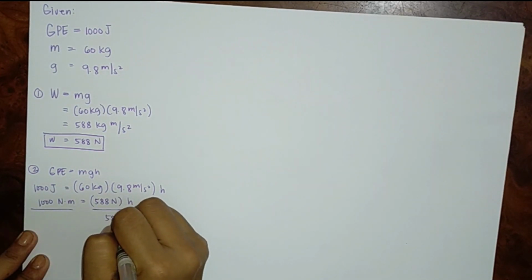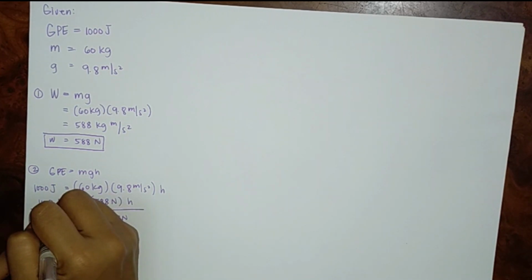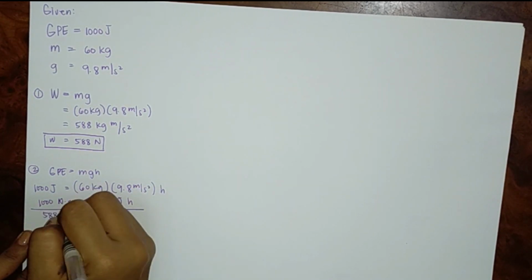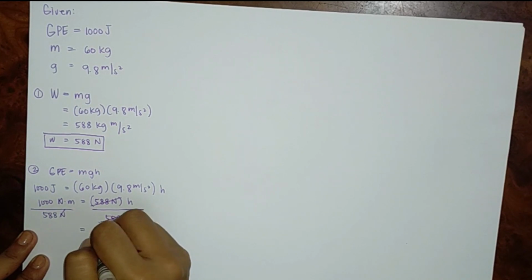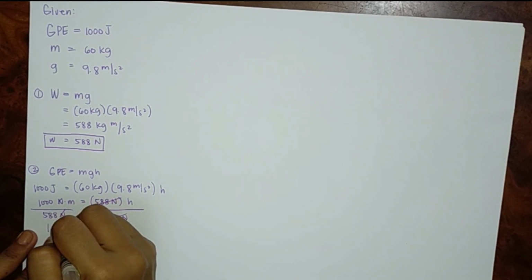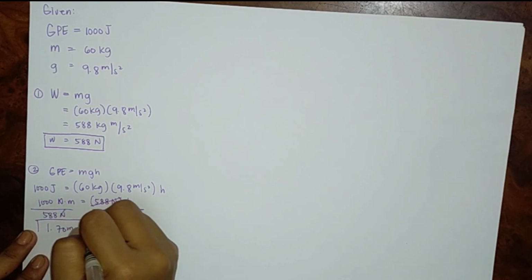Divide both sides by 588 newtons, and then cancel the unit. So the height is equal to 1.70 meters.